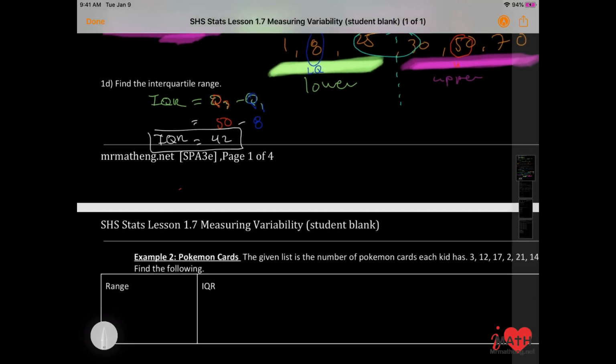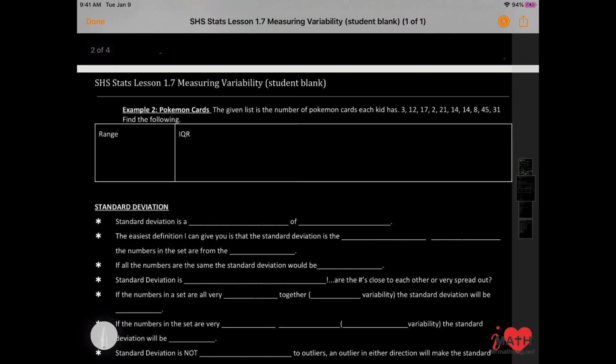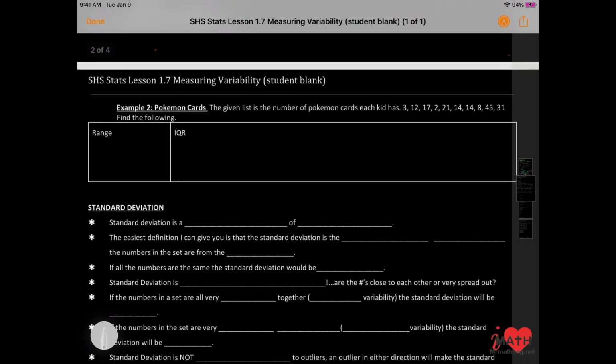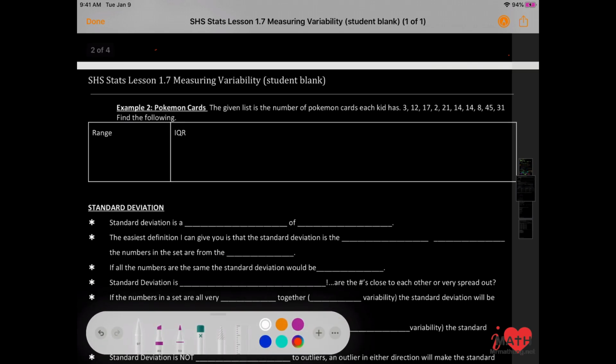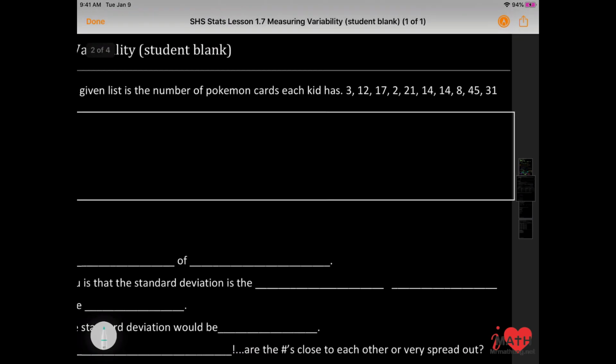Let's go down now to the next page here, and Pokemon cards. Go ahead and press pause. You try it, and then I'll go over it step by step. Alright, the given list is a number of Pokemon cards each kid has. 3, 12, 17, 2, 21, 14, 14, 8, 45, and 31. So what am I going to do? I'm going to list these in ascending order, least to greatest.